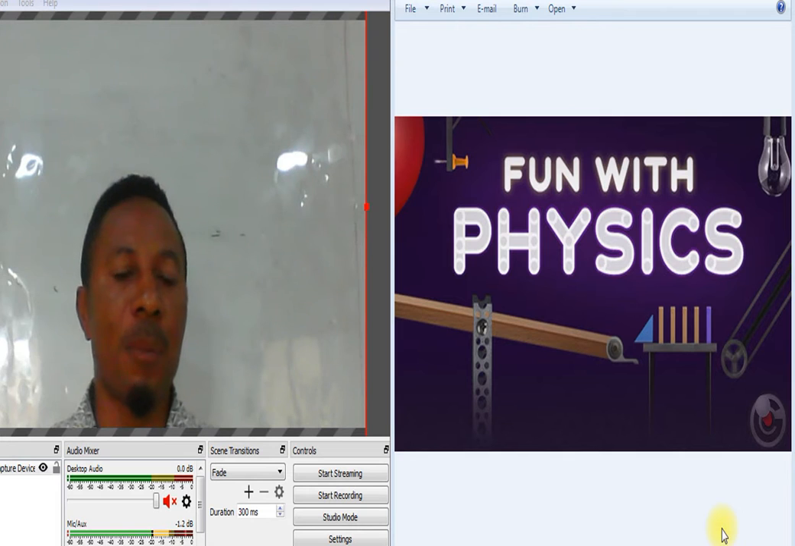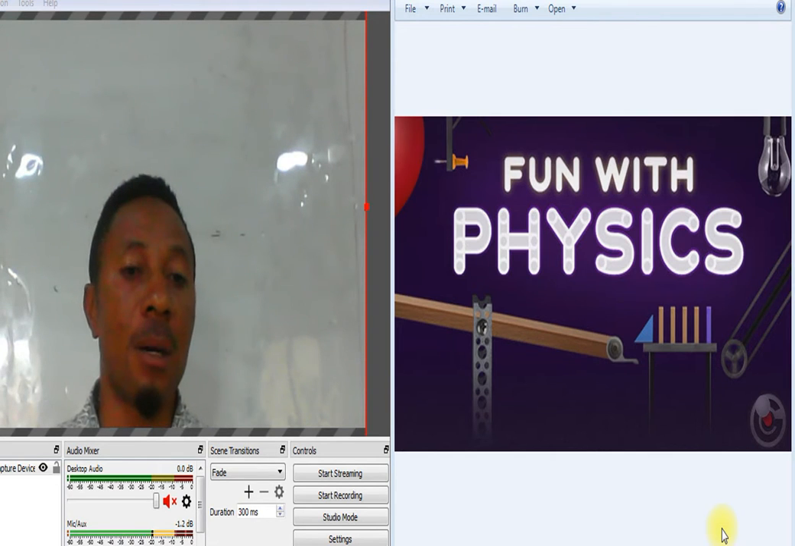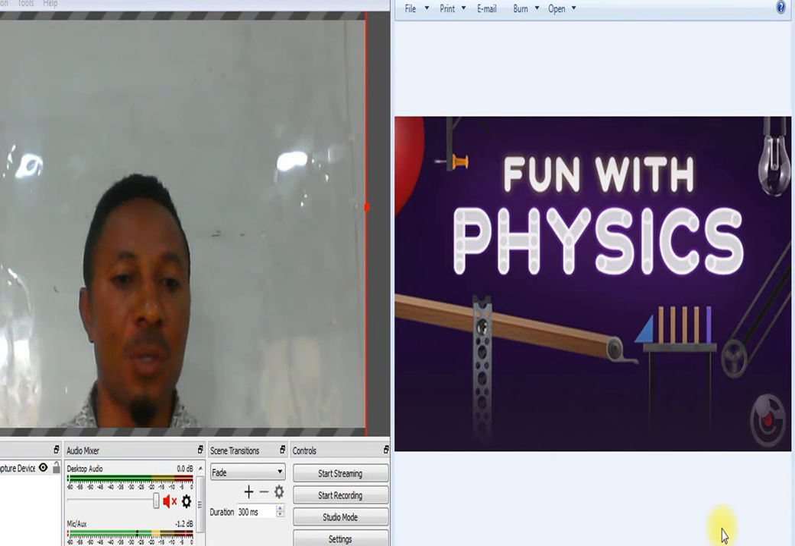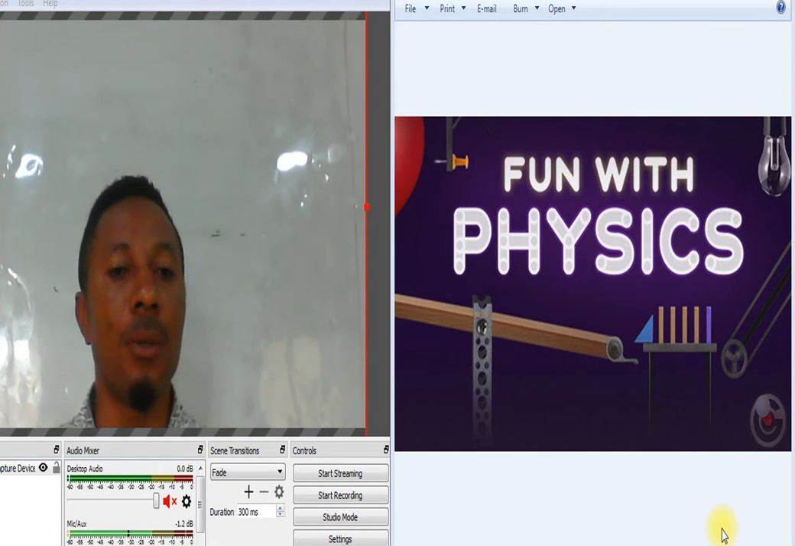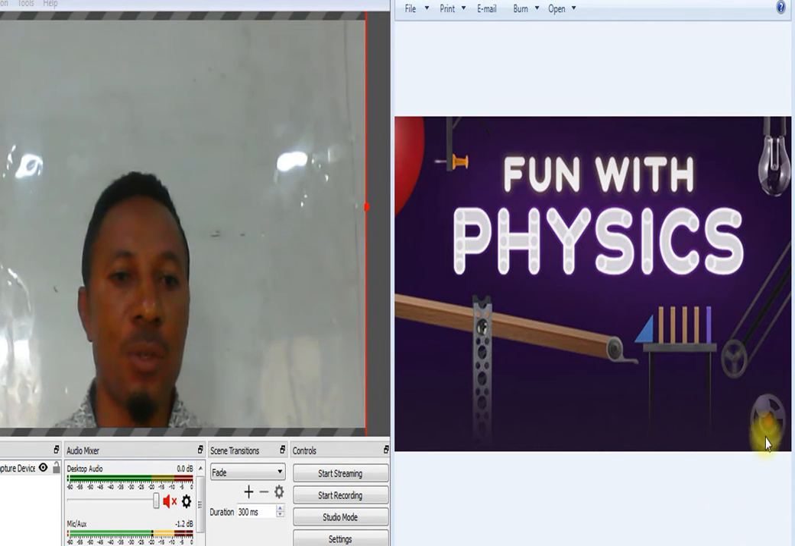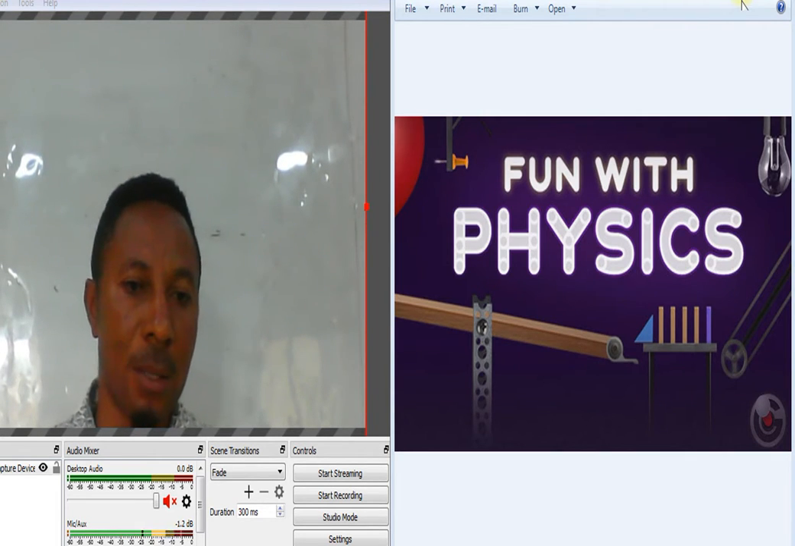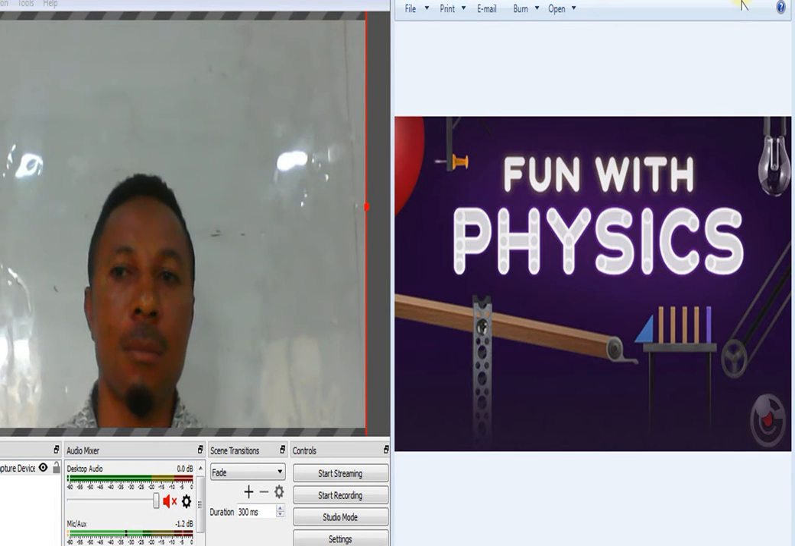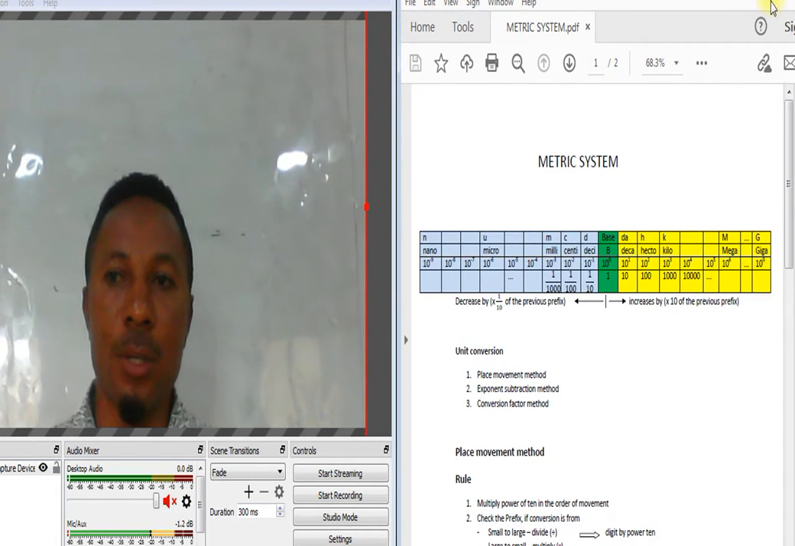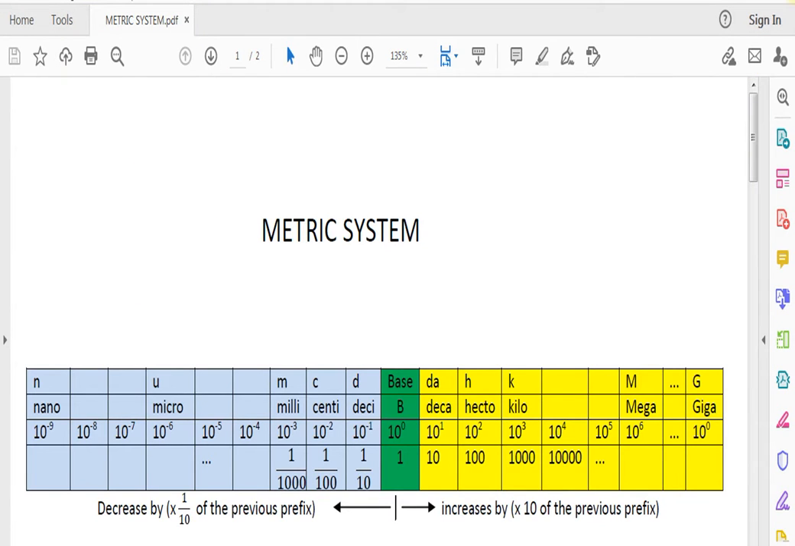In today's lesson, we are going to be looking at unit conversion. We are going to see how we can manipulate the metric system to help us convert different units easily or smoothly. We are going to be looking at three methods that we can use to convert different units. But first, let's quickly go through the metric system.